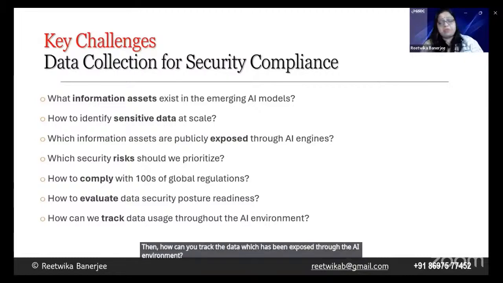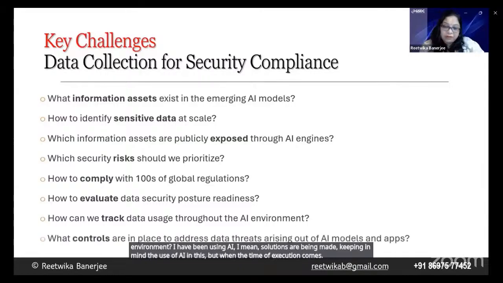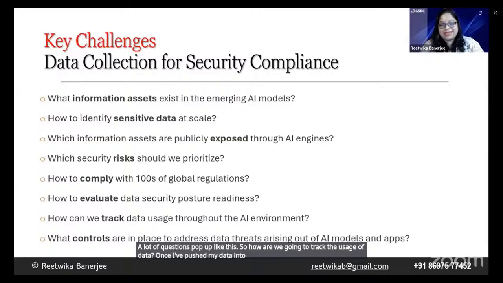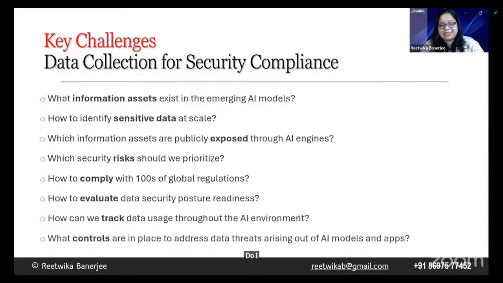I have been using AI, and solutions are being made keeping in mind the use of AI engines. But when the time of execution comes, a lot of questions pop up like this. How are we going to track the usage of data? Once I've pushed my data into an AI engine, does it get deleted? Do I have the deletion rights? If not, then what do we have in place to address such gaps or concerns, the security risks which we have identified?